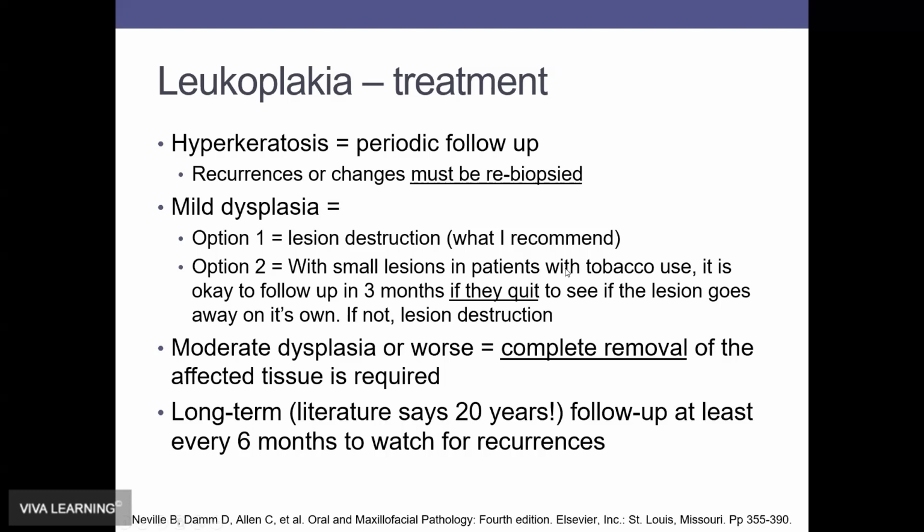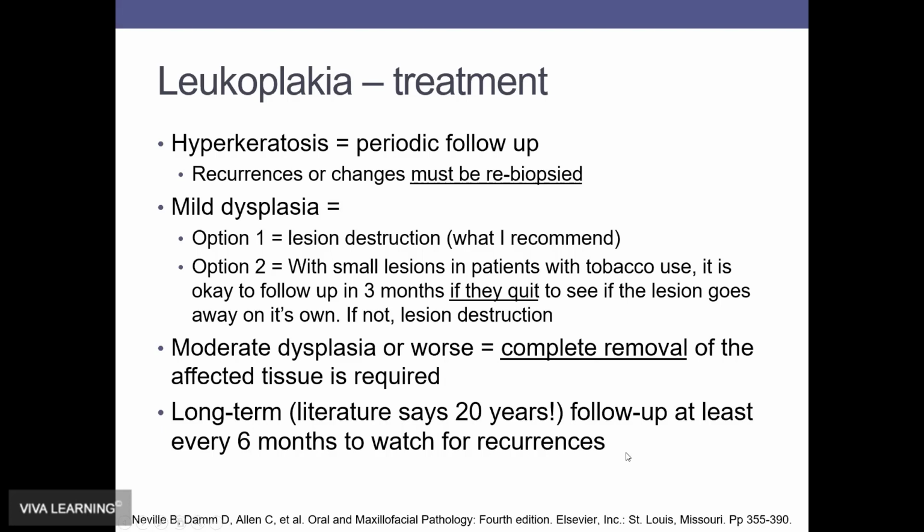Especially with small lesions in patients with tobacco, it's okay to follow up in 3 months if they quit smoking. Sometimes that lesion will go away on its own, but I think it's better to destroy the lesion. The only thing we can do as dentists to lower the risk of malignant transformation in a patient with leukoplakia is destroy the tissue. It reduces the risk by 50%. Does not eliminate it, but it reduces it. Anyone with moderate dysplasia or worse, there's no opinion, there's no this or this, it has to be destroyed. So moderate dysplasia, severe dysplasia, carcinoma in situ, squamous cell carcinoma, all that tissue's got to go.